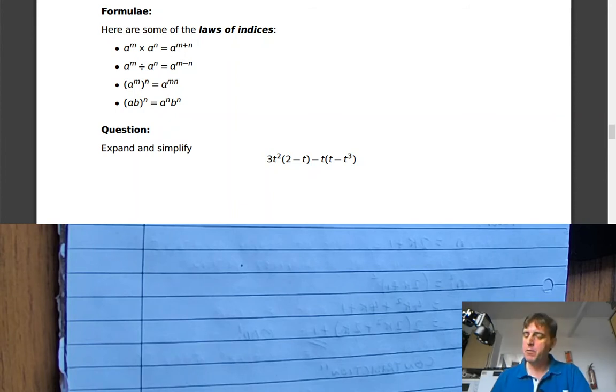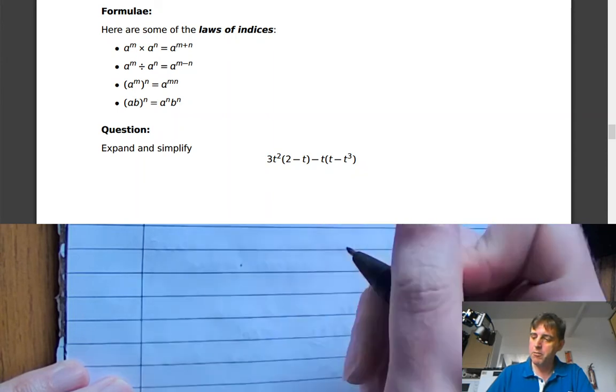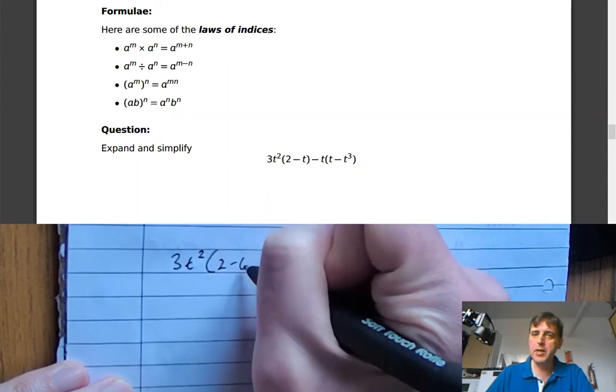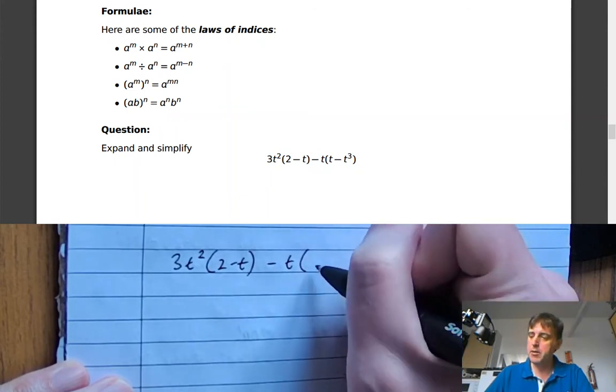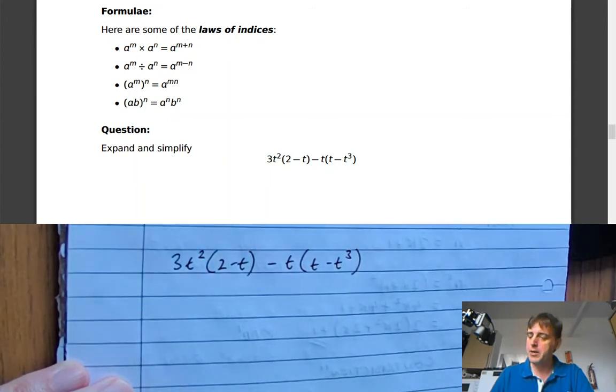Okay, let's see how this one works together then. So here we've got some brackets to expand. So we'll have our 3t squared times 2 minus t. And then we're going to subtract t times t minus t cubed we've got here. Okay, all right, so let's expand these brackets.